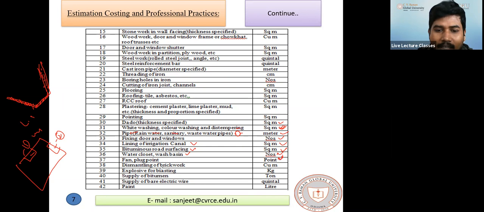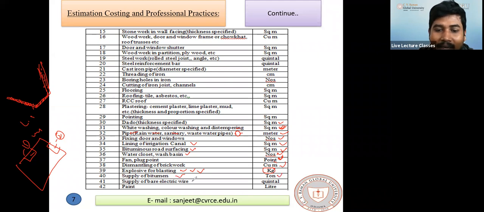Dismantling of brickwork. If you want to break the brickwork, it is also in cubic meter. Explosive for blasting, this dynamite or blasting powder, these are all in kg. Supply of bitumen, it is in ton.